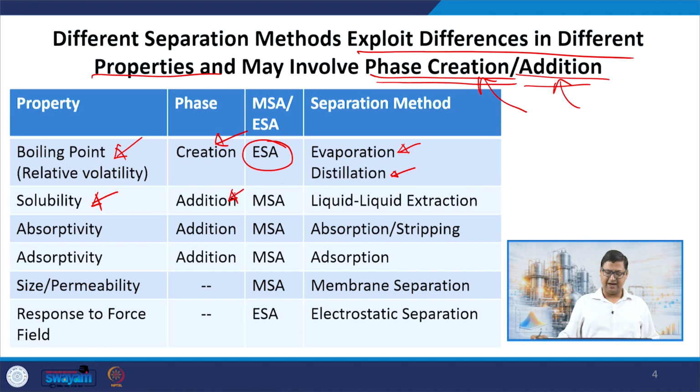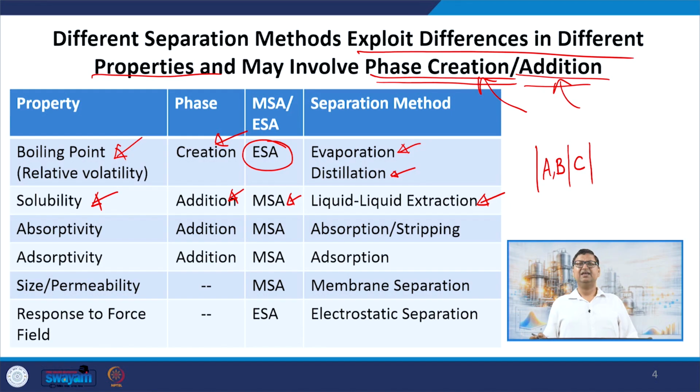The other property that one can harness is solubility, and here we are doing a phase addition. Typically, we add an MSA, and an example of that is liquid extraction. So, you have a liquid mixture containing, let's say, two components, and you pass another liquid containing a third component C, and let us say A is more soluble in C and B is less soluble in C. Then what is going to happen eventually is that A will tend to go with C and B will remain in the other liquid.